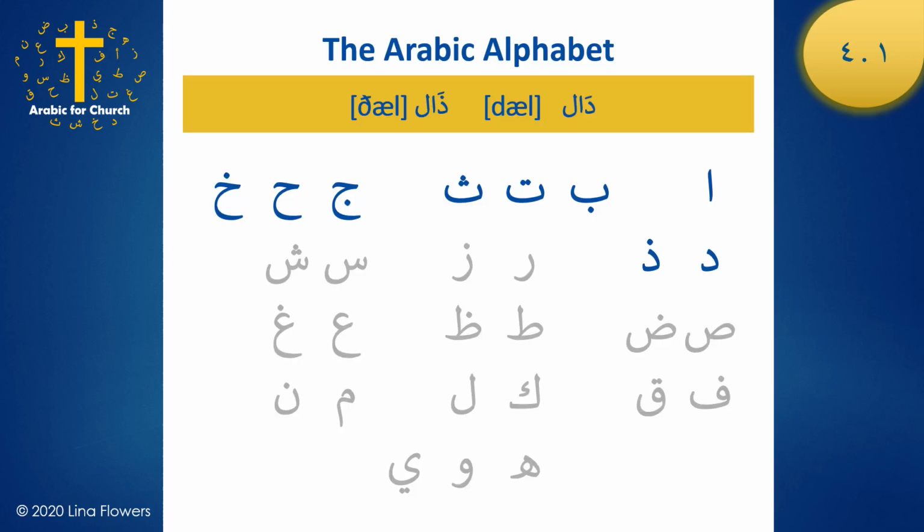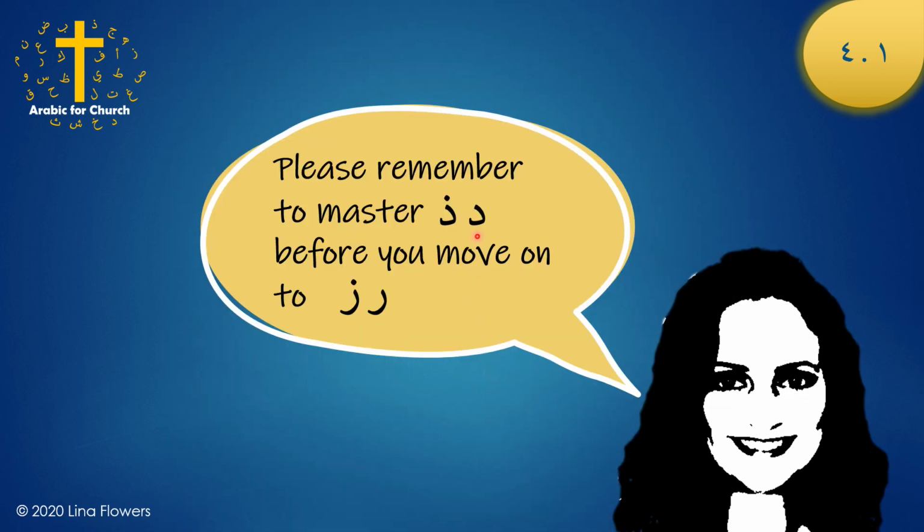So now we have 9 letters covered and we have 19 letters to go. So these are letters dal and dhal, which we learned in this video, lesson 1.4. And these are letters ra and zai, which we will learn in lesson 1.5. So as you can see, they look very similar. This is why it's very important to pay attention to details, like whether there's a corner or a curve, whether they stay on the line or above the line.